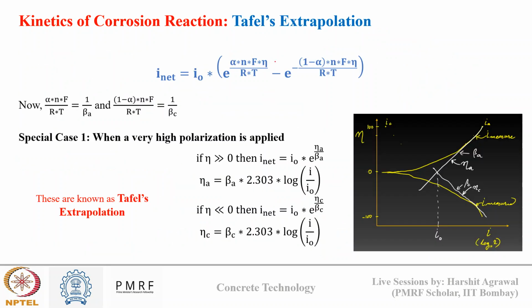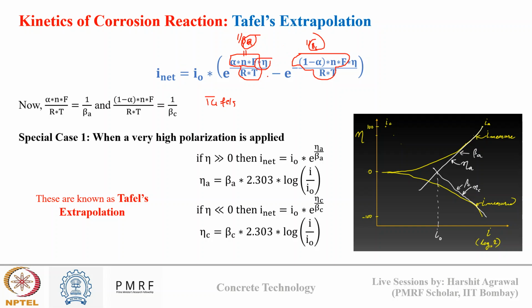So here this part is represented by 1 by beta a, because it will be a constant term, and this is written as 1 by beta c, and these beta a and beta c are nothing but Tafel's constants. So this scientist took the Butler-Volmer equation forward and defined certain constants in the equation in terms of beta a and beta c, and eta is the overpotential that we are applying.